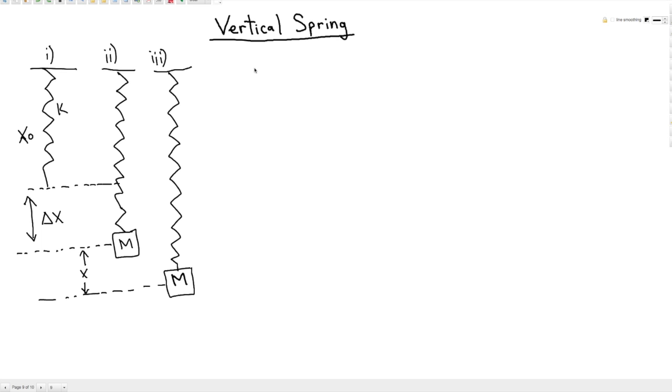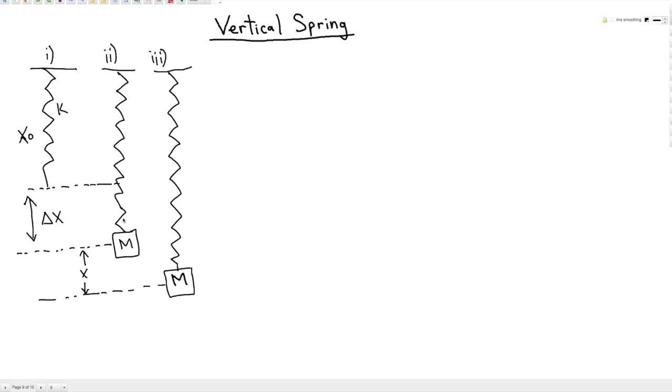I want to say a few things about the vertical spring system. I've sketched out 3 different cases here. The first one is I've just attached the spring to the ceiling and there's nothing attached to it. So it just has some natural length that I've written as x0. In the second case, I'm going to attach a block of mass m to that spring, and I'll slowly let it down. When it's in equilibrium, notice that we have some amount of stretching of that spring that I've listed as delta x.